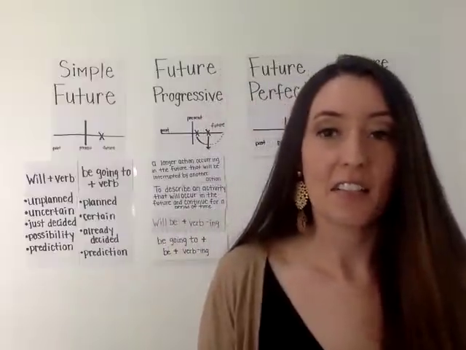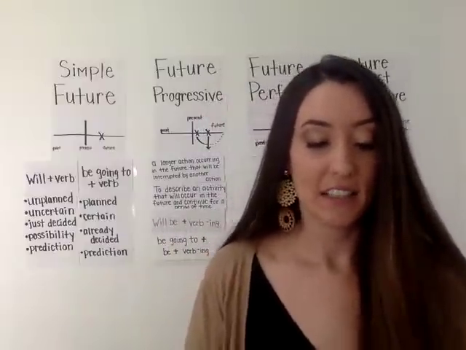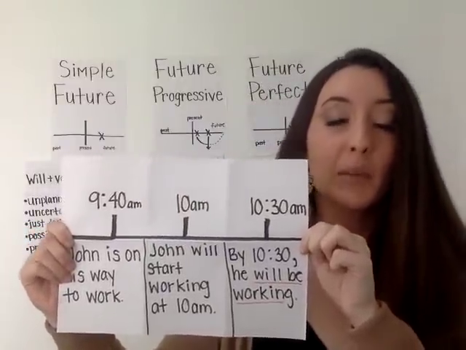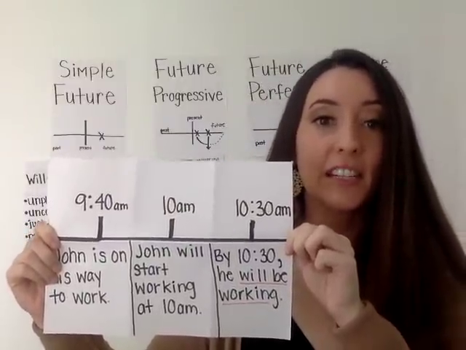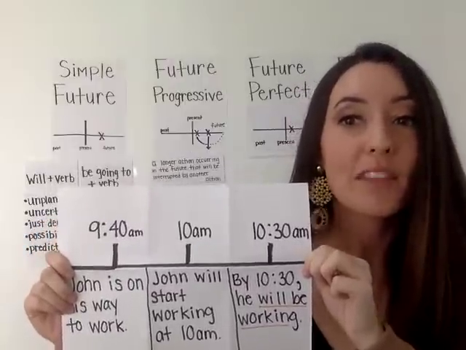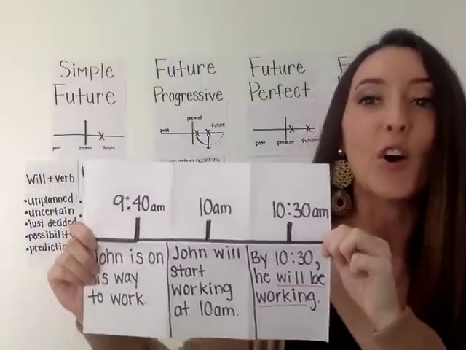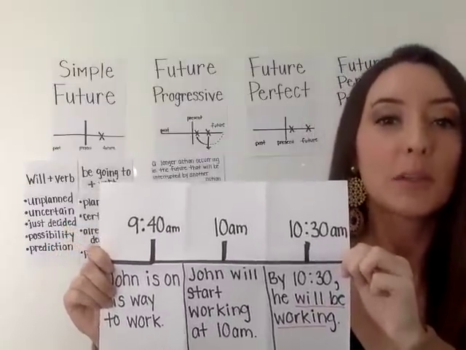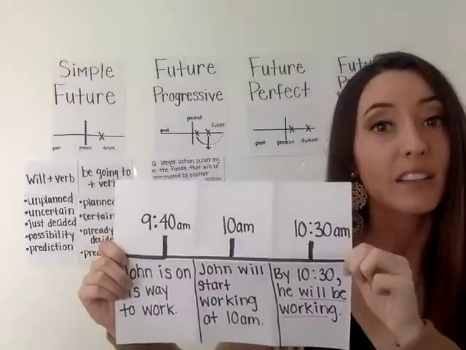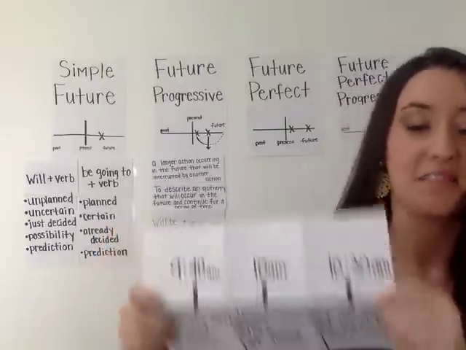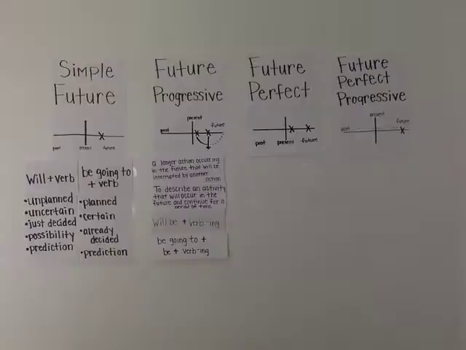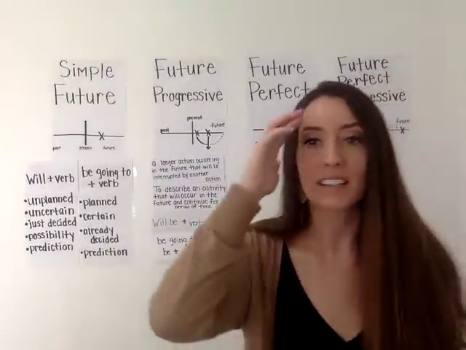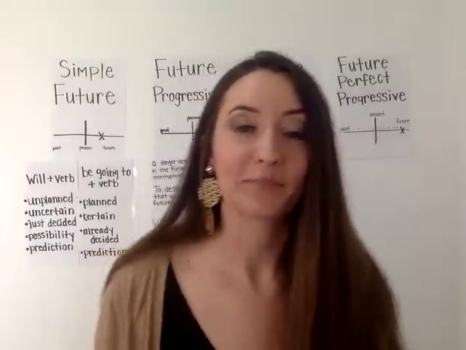All right. There are two ways to say this. So if you said, by 10:30, he will be working, you are correct. By 10:30, he'll be working. Or, by 10:30, he's going to be working. Both of these express future progressive. Very good. All right, let's do one more example. Get your keyboards ready.